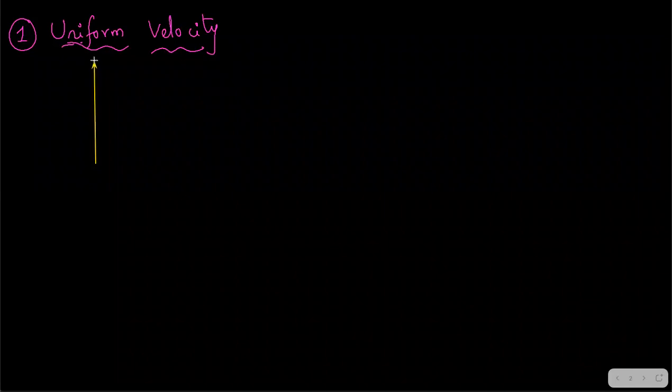The type of motion which we are going to study in this topic is the uniform velocity. I hope you understood why we are studying these motions. Now in uniform velocity, again we are going to take the x and y axis. On the x-axis, we take the cam rotation. On the y-axis, we take the lift of the follower. I hope that is very clear to everyone.